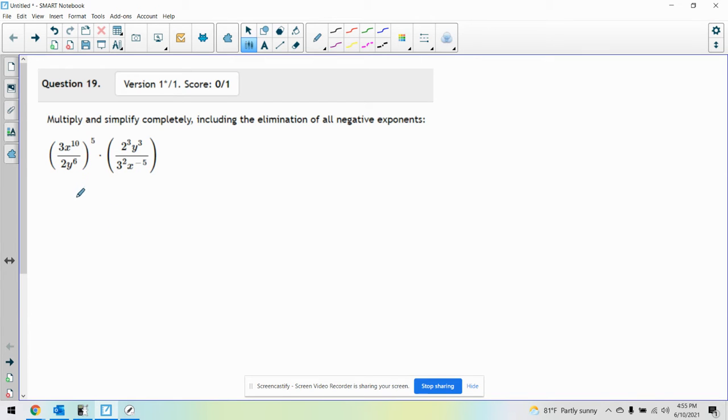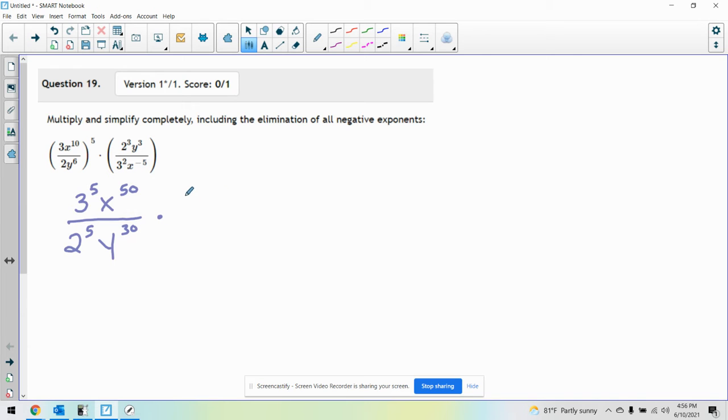So that's going to be 3 to the 5th power times x to the 10th to the 5th. So I'm raising x to the 10th to the 5th power. When I raise a power to a power, I multiply. So that's going to be x to the 50th, over 2 to the 5th. Y to the 6th to the 5th. That's going to be y to the 6 times 5, or y to the 30th.